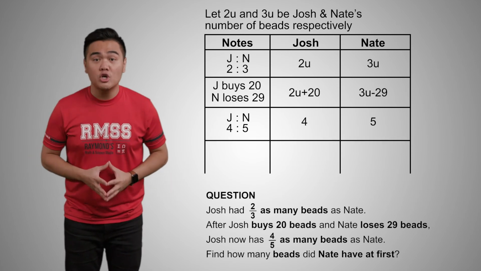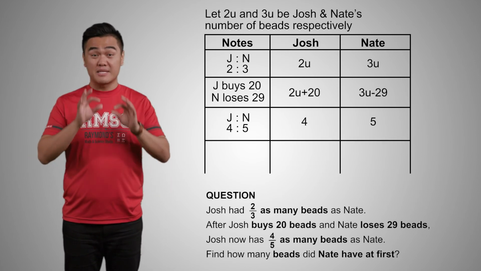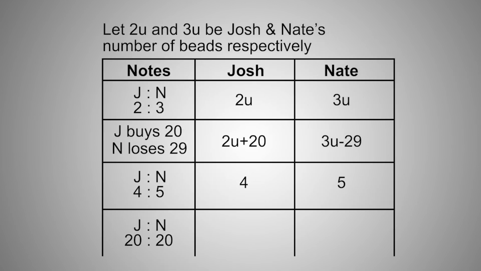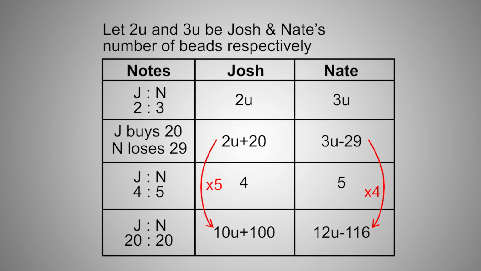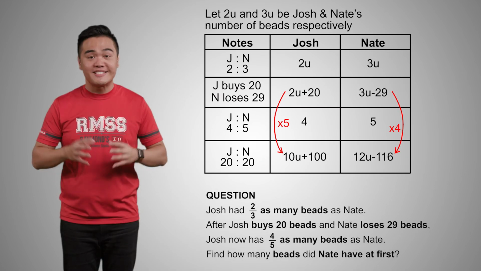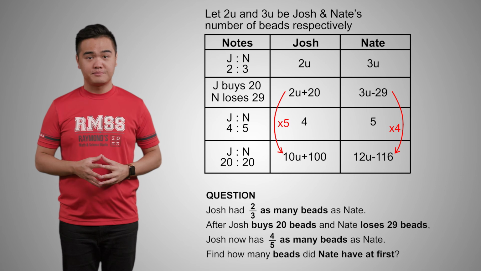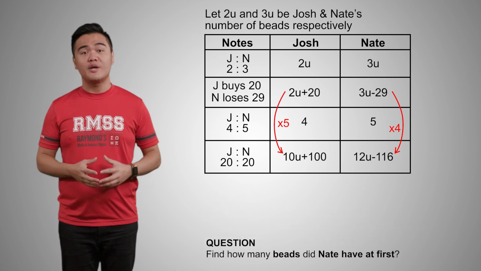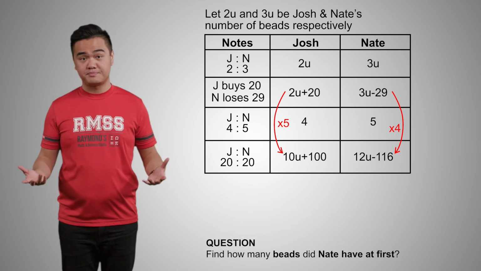We will now multiply Josh and Nate's U numbers to make them the same. To make them the same, Josh's 4-part number has to multiply by 5 to become 20 parts, while Nate's 5-part number has to multiply by 4 to become 20 parts. So Josh becomes 10U plus 100, while Nate becomes 12U minus 116. This is the beauty of the RMSS notes method. We are able to multiply to equate Josh's and Nate's U numbers.